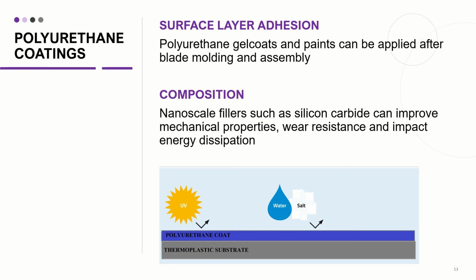Research has shown that silicon carbide reinforced thermoplastic polyurethane can increase fracture toughness by 48%, which is double that of a traditional coating. Additional work has incorporated nanoscale fillers for further improvements in wear resistance and dissipating impact energy.